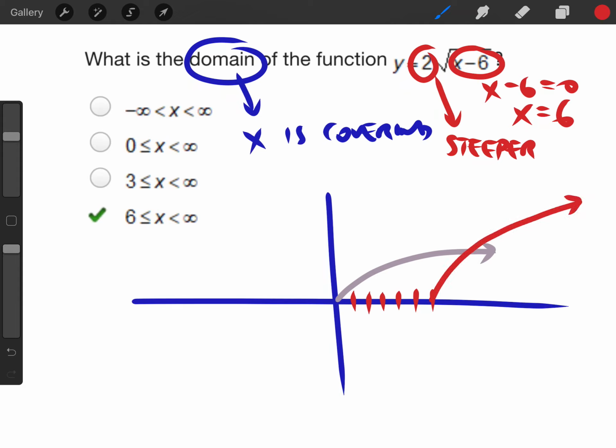So how do you write the domain for this? There are several ways to write it. You can write x is greater than or equal to 6. It's going towards infinity, so you can pick that one. That's the only one with a 6 in it, so why not, right?